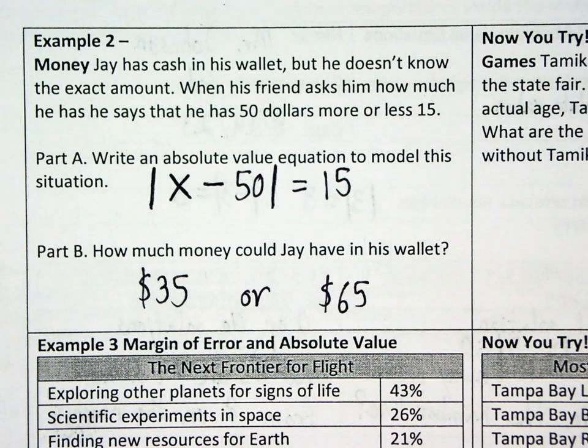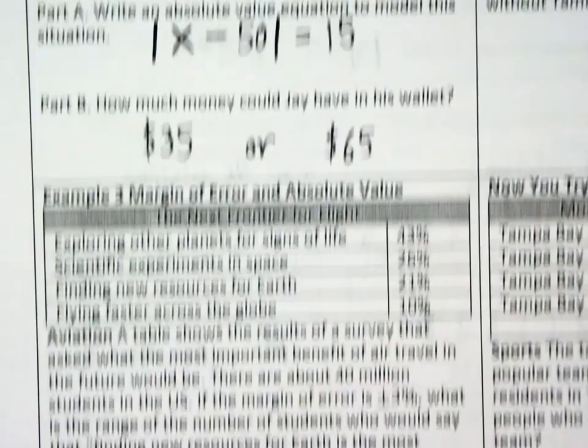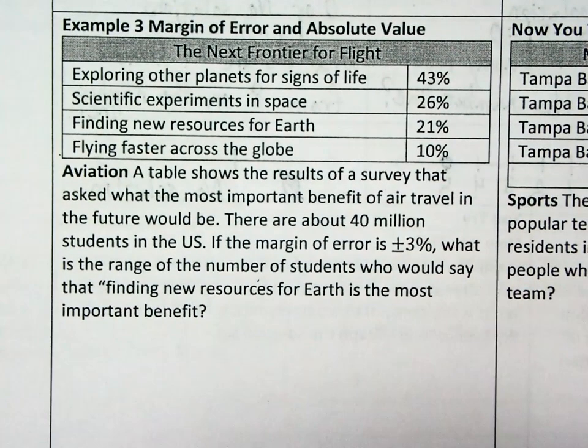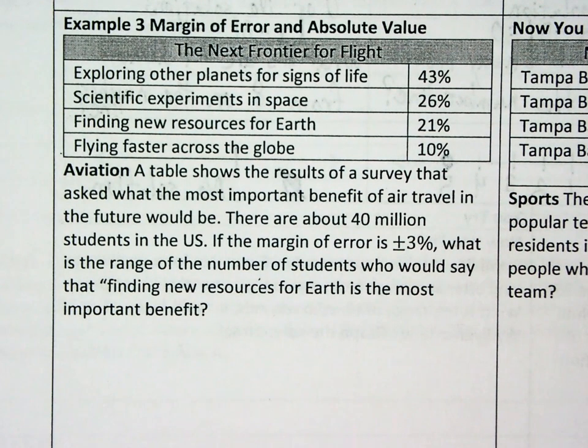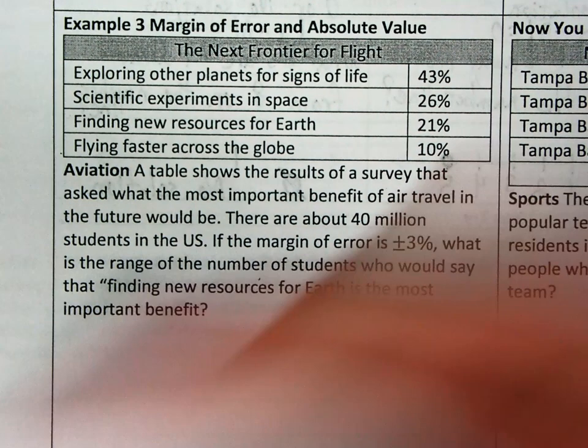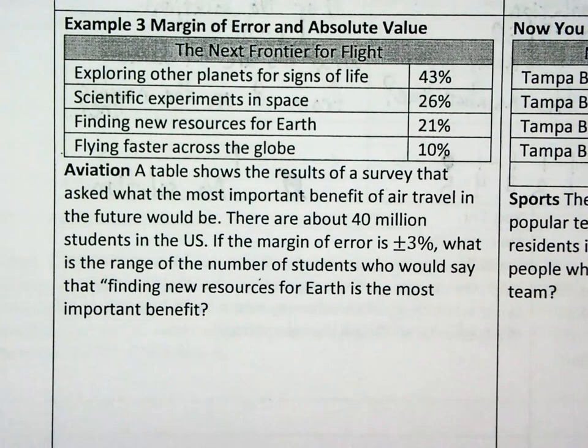Let's take a look at example 3. It's extending the idea of absolute values to margin of error. Commonly in surveys and polls, you'll see estimates of error or margins of error. We're going to deal with that here, and a little bit of proportions as well. A table shows the results of a survey that asks what the most important benefit of air travel in the future would be.